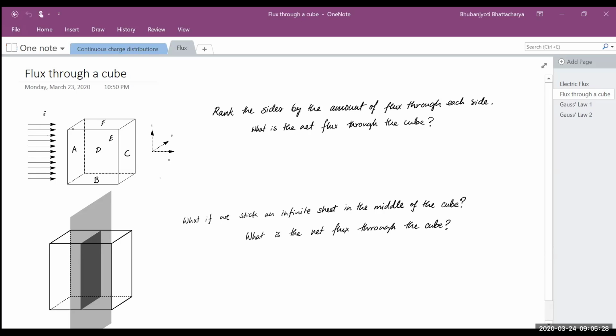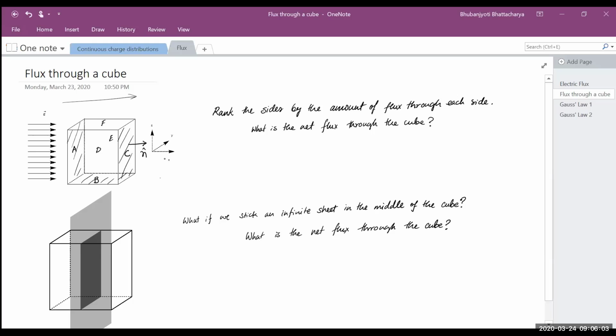So A is the side over here, B is the side over here, and so on and so forth. And we want to figure out what is the flux through each side when there is an electric field that is everywhere. So this electric field is going everywhere through that cube. If I want to find the flux through each of these areas, what I'd have to do is figure out the area normal vector each time. So for example, over here for the surface C, the area normal vector looks like this.